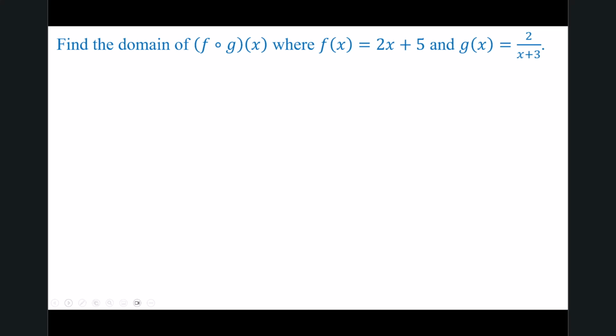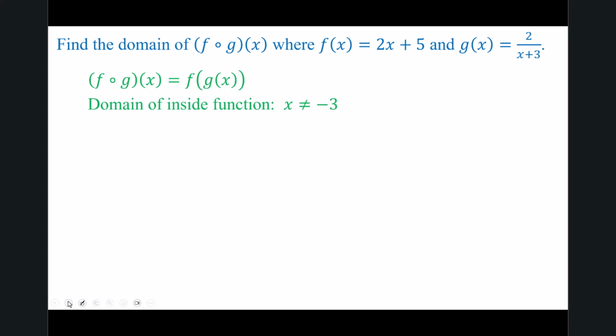Find the domain of f of g of x, where f of x equals 2x plus 5, and g of x equals 2 divided by x plus 3. So for f of g of x, the domain of the inside function: x cannot be negative 3. We see that that would make our denominator equal to 0, and we can't divide by 0. So our domain is all real numbers except for negative 3.